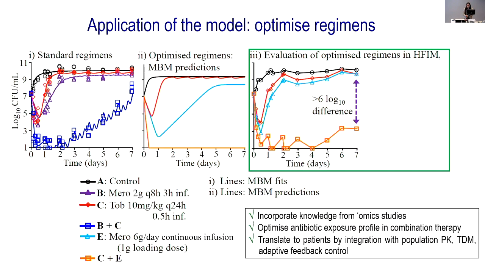So from this example, this shows promise to be able to use this approach to optimize antibiotic exposure profiles, and we can translate this to patients by integrating with population pharmacokinetics, and for individual patients, by doing TDM and maybe adaptive feedback control as well.